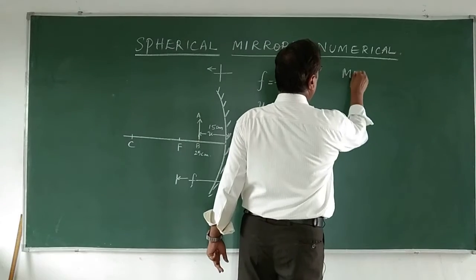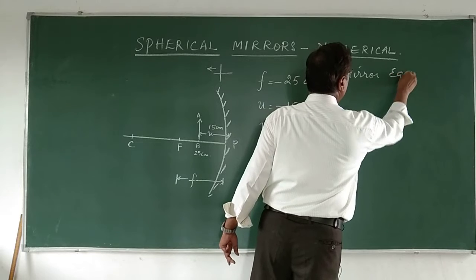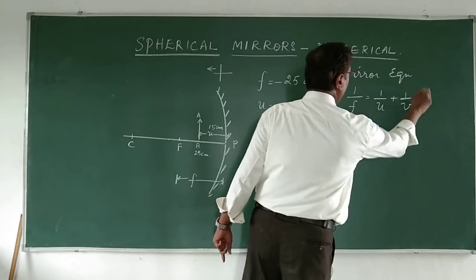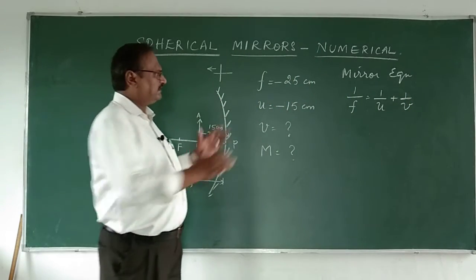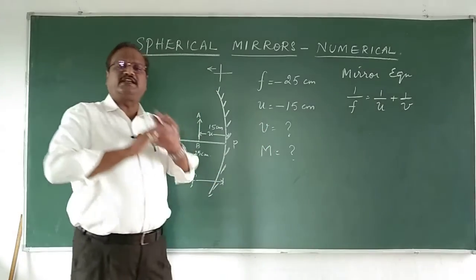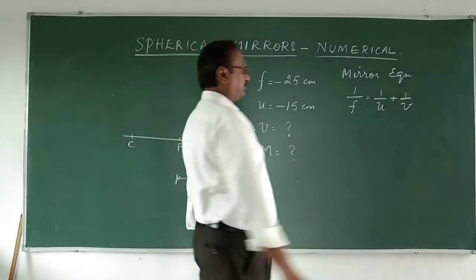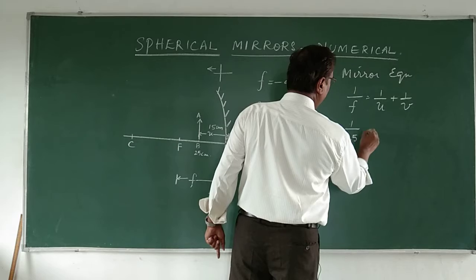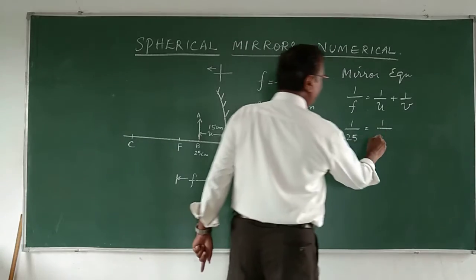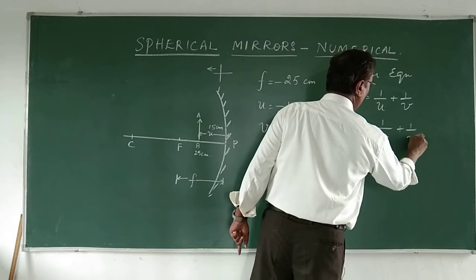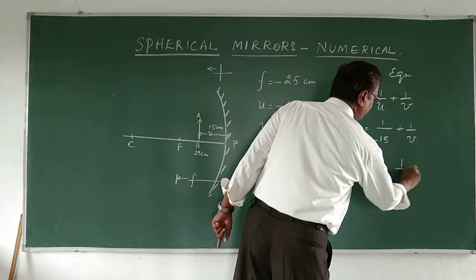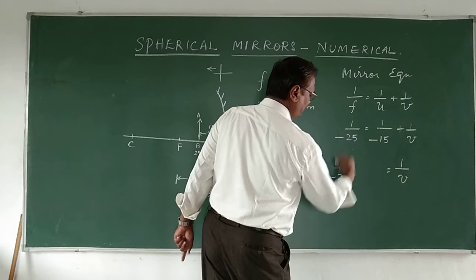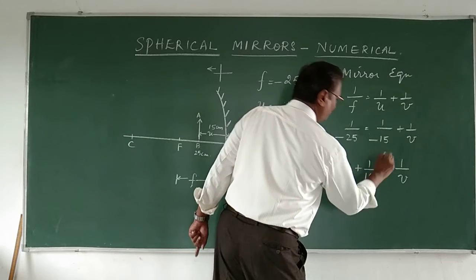What is the mirror equation? The mirror equation is 1 upon f is equal to 1 upon u plus 1 upon v. The moment I have used the sign convention, I need not worry, I directly go to the formula. Now, 1 upon f is minus 25, equal to 1 upon u, which is minus 15, plus 1 upon v. I want to calculate v, so keep it on this side only. That is equal to 1 upon minus 25, and minus 15 comes to this side and becomes plus 1 upon 15.